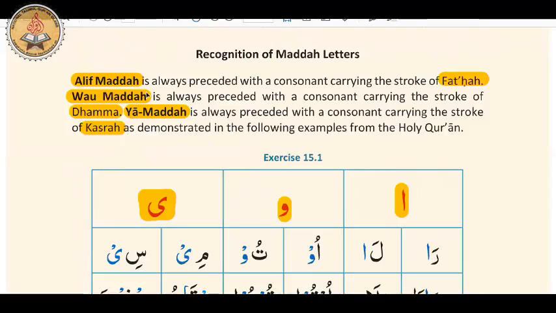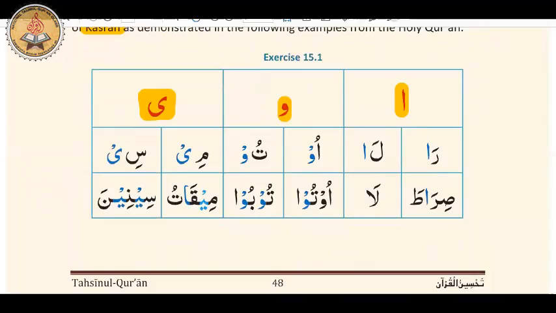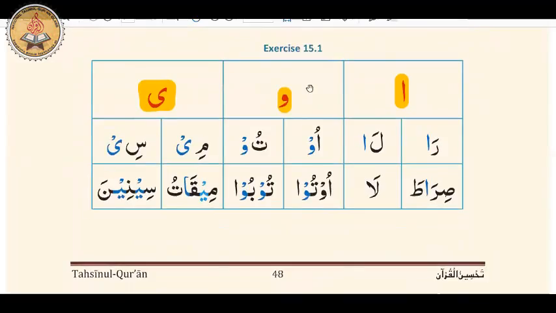Okay, so these are the 3 rules that you learnt yesterday, and then you went through some examples with your teacher. So over here, these are all examples of alif madda, waw madda, and ya madda. So for example, over here, this letter is a ra. On top of it is a fatha, and that is followed by an alif madda, or an alif without a sukoon on top of it.